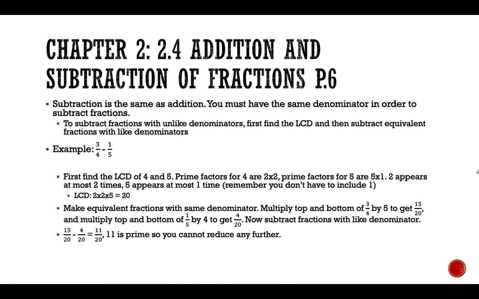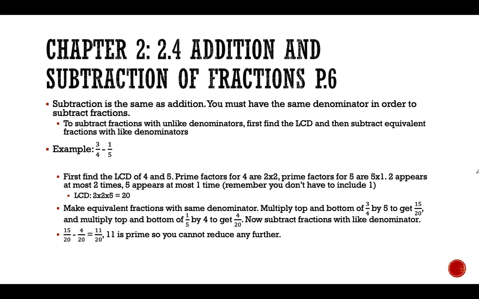Subtraction is the same as addition. You must have the same denominator in order to subtract fractions. To subtract fractions with unlike denominators, first find the LCD, then subtract equivalent fractions with like denominators. Subtract 3/4 minus 1/5. First, find the LCD of 4 and 5. Prime factors for 4 are 2 times 2, and prime factors for 5 are 5 times 1.